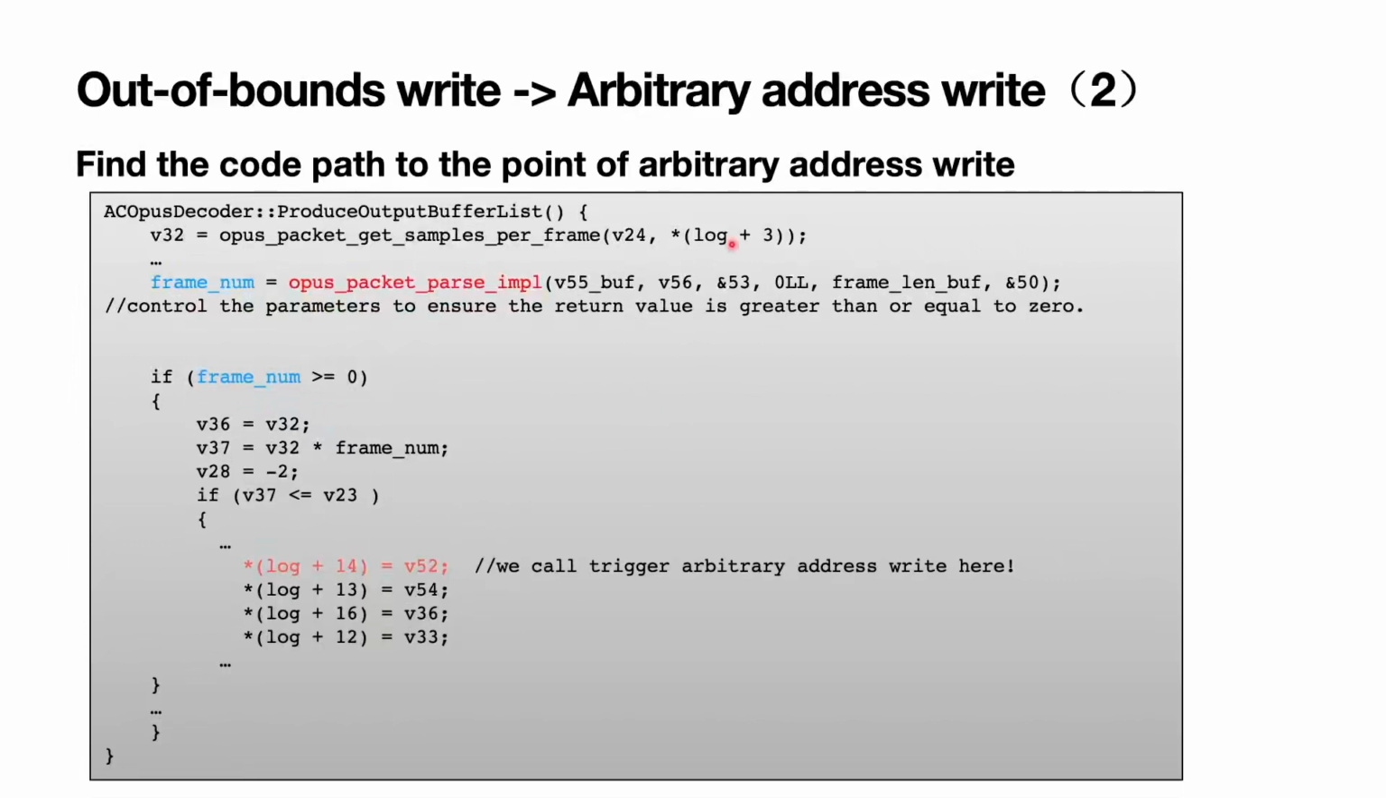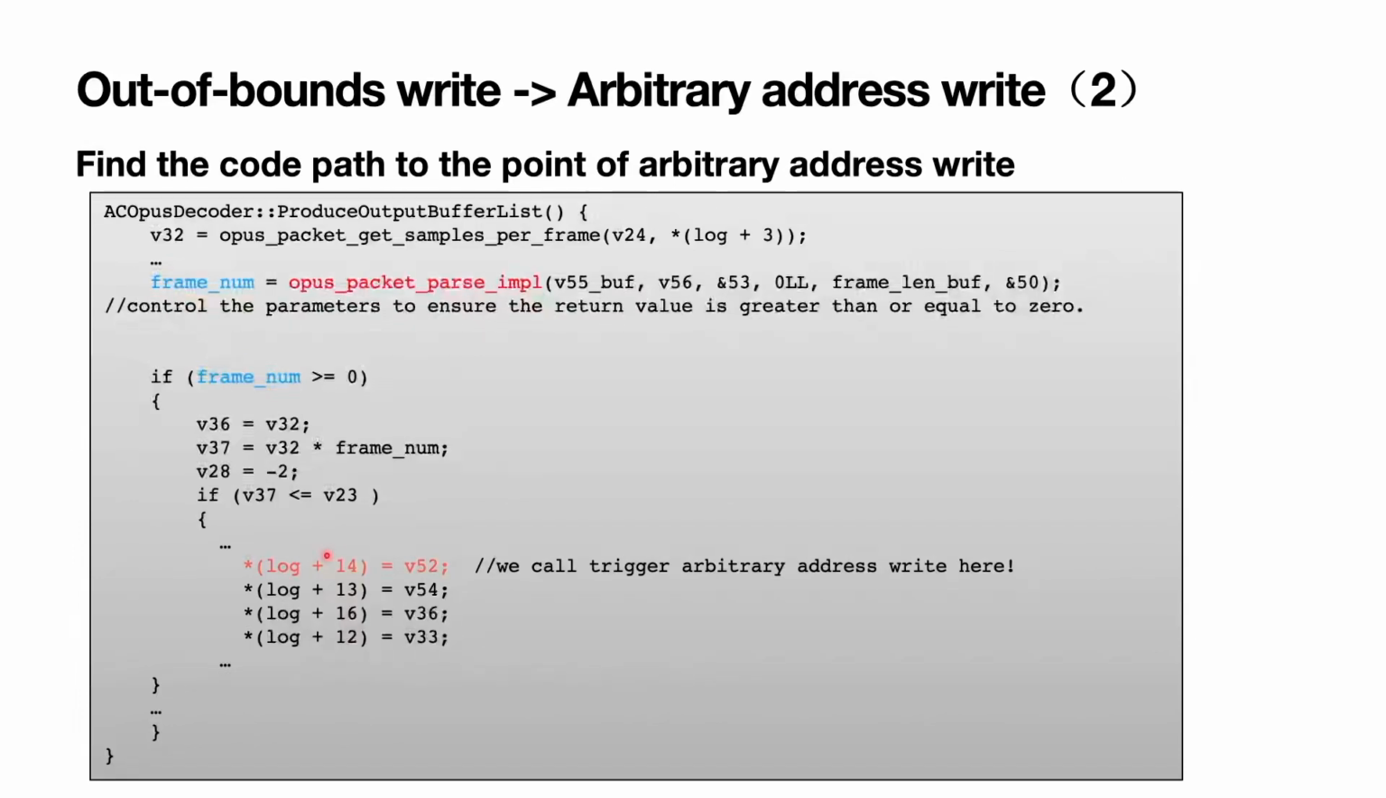This is a picture taken from source code of AC Opus decoder, produce output buffer list function. The program calls AC Opus packet get samples per frame first, and then it calls Opus packet pass input function. The return value is frame number. If the frame number is greater than or equal to 0, we enter the true branch. Then the program compares V37 and V23. If V37 is less than or equal to V23, we enter the true branch. In the true branch, program writes some value to addresses related to the log object.